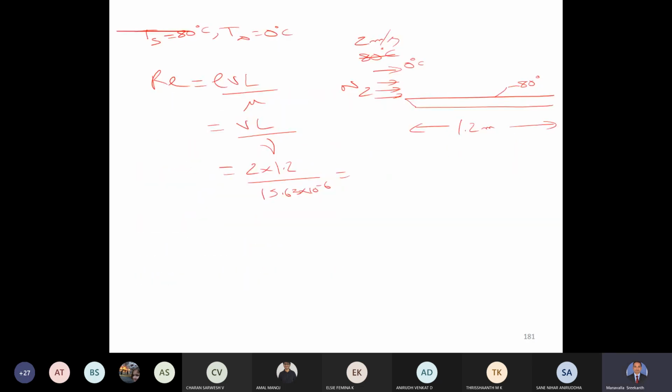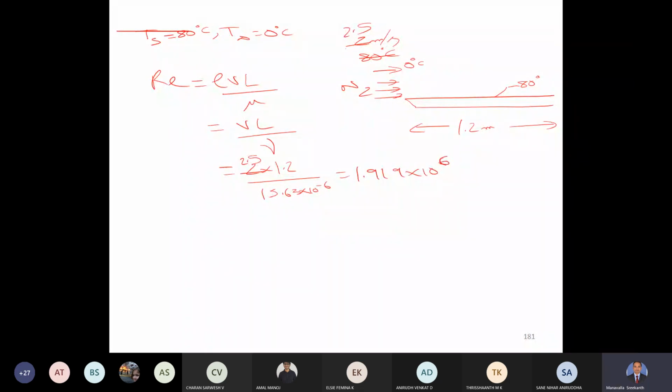The velocity is 2.5 meters per second, as given in the problem. So how much is that? This is 1.919 multiplied by 10 power 6.